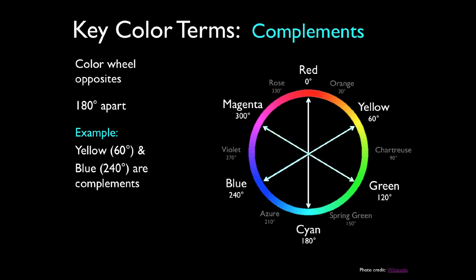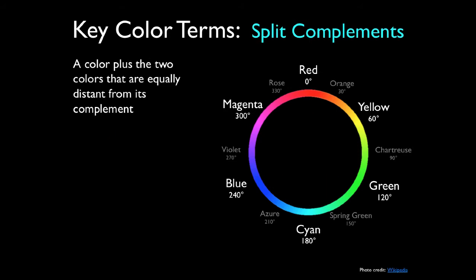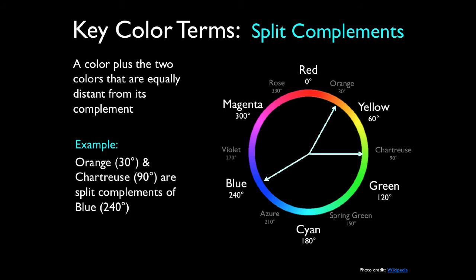And certainly there are other complements as well. Now, split complement. You start with your blue, but this time instead of going directly across to yellow, we go a little to the left, an equal amount to the right, in this case 30 degrees, and we come up with orange and chartreuse as the split complements of blue.